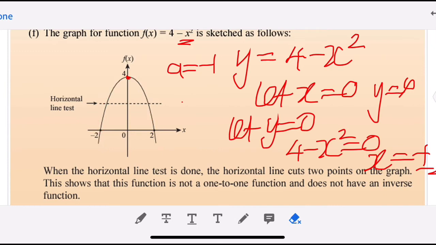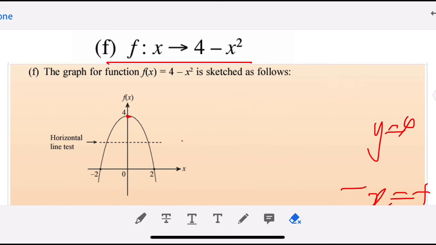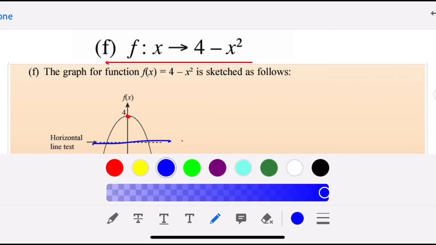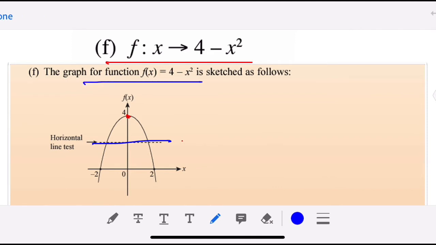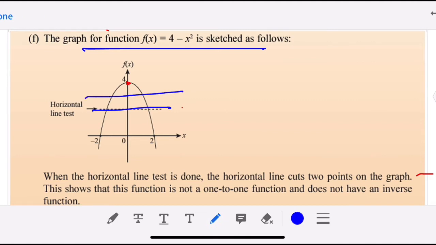Basically you must sketch a graph first. Now we want to determine whether this graph actually has an inverse function or not. So we can conduct the horizontal line test. For you to determine whether the graph has an inverse or not, you can draw the horizontal line. This one actually has two intersection points.